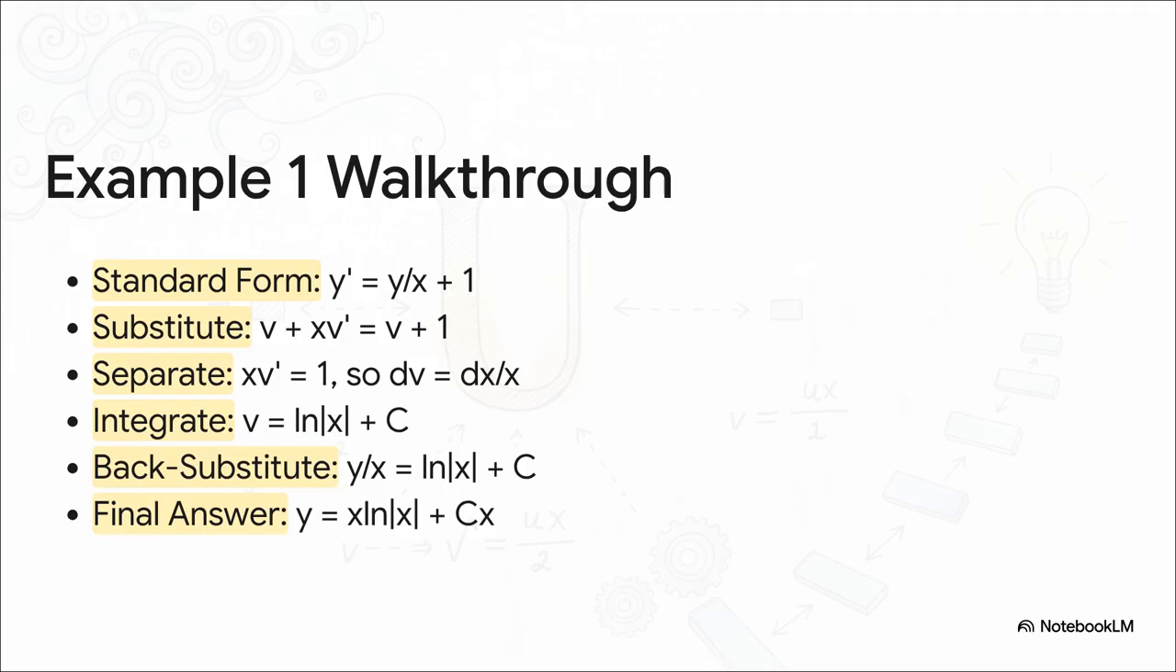And here's the magic I was talking about. See how the v on the left and the v on the right just cancel each other out? Boom, we're left with something so much simpler. x v prime equals 1. Now we can just separate the variables. We get dv equals dx over x. Easy to integrate, right? That gives us v equals ln absolute value of x plus c. And for the grand finale, the most important step, back substitute. Swap that v back out for y over x, and we've got our final answer.